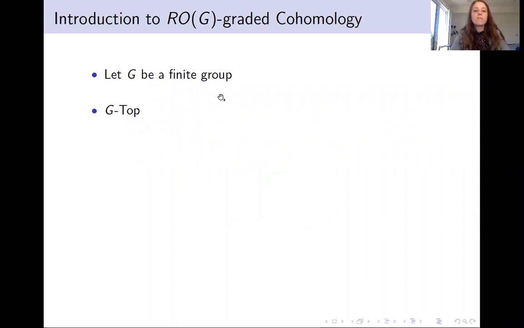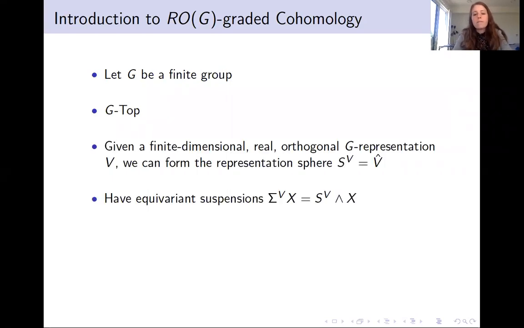So here G is a finite group. And we're going to be working in the world of GTop, so topological spaces together with a continuous action of the group G. In this world of GTop, we have these nice spaces called representation spheres that are going to play the role of our S^n. So given a finite dimensional real orthogonal G representation, we can form the one-point compactification, so add a fixed point at infinity.